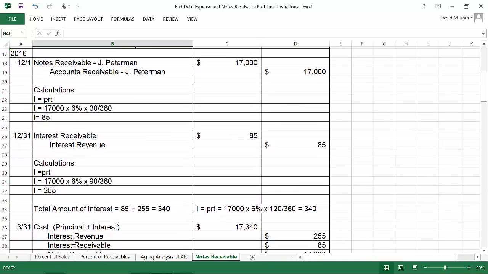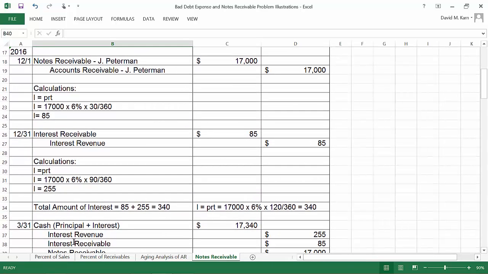Again, the confusing part of this is typically the adjusting entry to make sure you recognize the proper amount of interest in the correct accounting period. Just make sure you don't fall into the trap of using 365-day years. You want to make sure you use 360, and you should be fine.